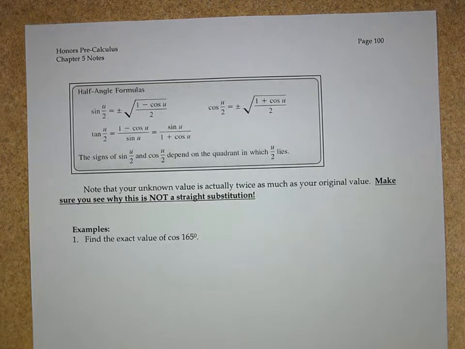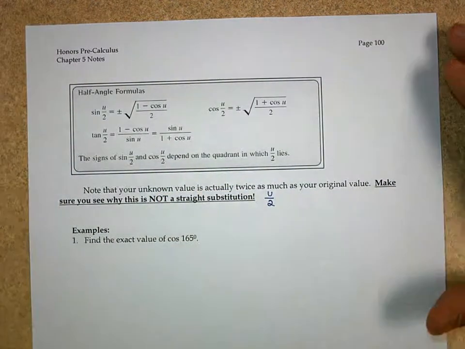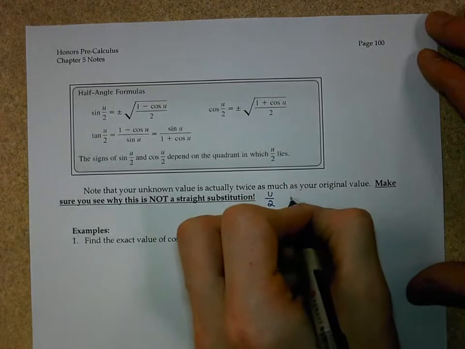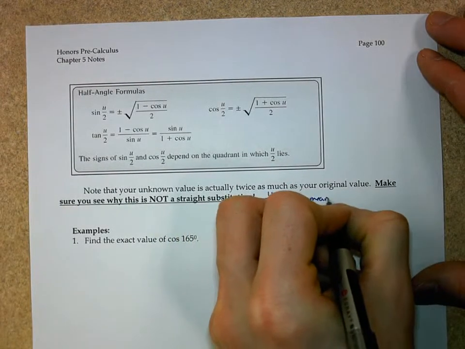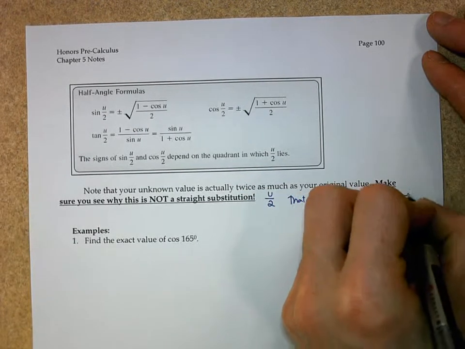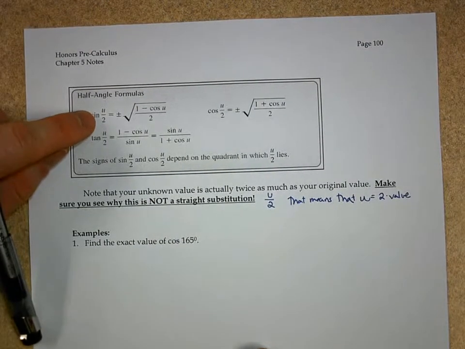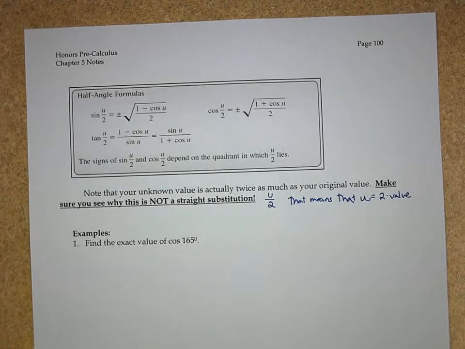The second thing I want you to realize, and this is probably the more important thing, is that we're going to have to double our values that we're given. So what I mean by that, why this isn't a straight substitution, if I am saying u over 2 is what I'm looking for, that means that u is equal to 2 times the value. So if I'm giving you what u over 2 is, to solve for u, I would have to multiply both sides by 2 times the value.